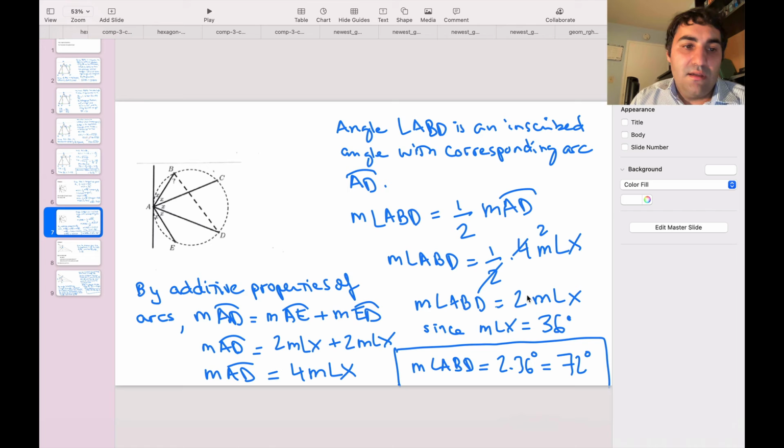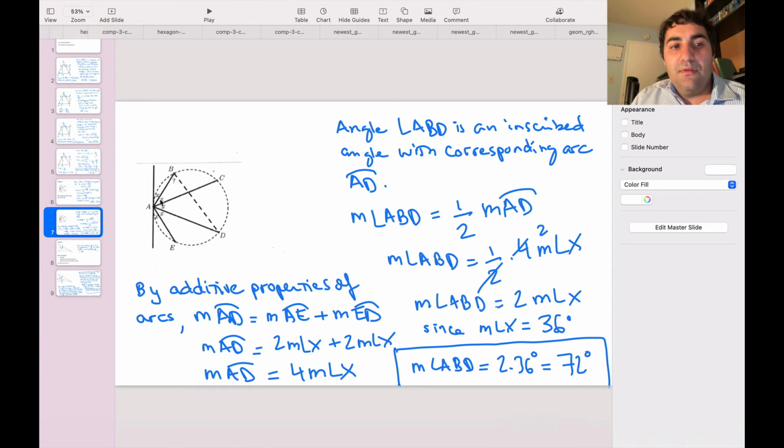Okay, so if we look at this arc AD, we can use the additive property of arcs to get measure of arc AD equals measure of arc AE plus measure of arc ED, and then we can substitute what we just found. So measure of arc AD equals 2 times the measure of angle X plus 2 times the measure of angle X, so it equals 4 times the measure of angle X. So this was the key thing. We want to find out what the measure of this arc AD was.